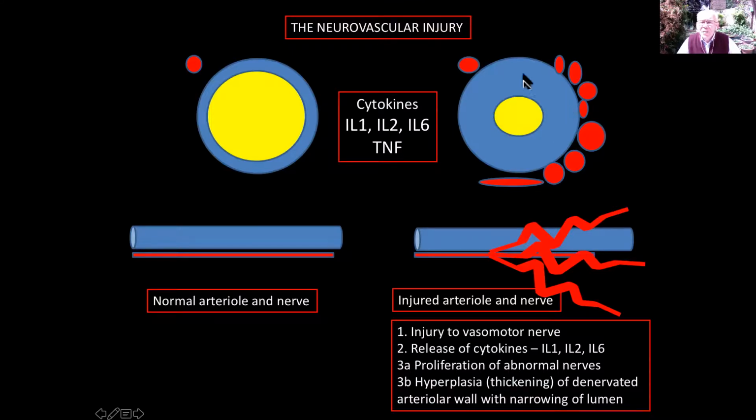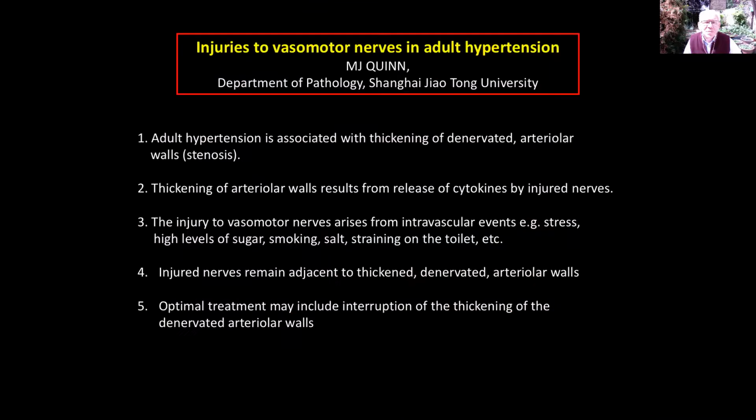And these have two effects. First of all, there's regeneration of injured nerves around the periphery of the arteriole, and then there is hyperplasia of the denervated arteriolar wall, which contributes to the arteriolar stenosis. So two effects for the single injury, and we think that's very important in terms of the genesis of both fetal, pregnancy, and adult hypertension.